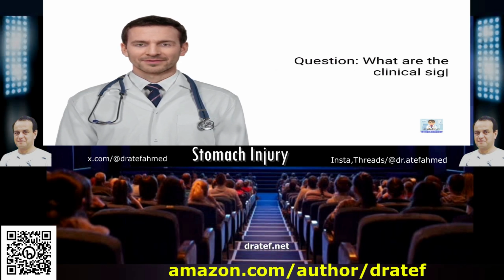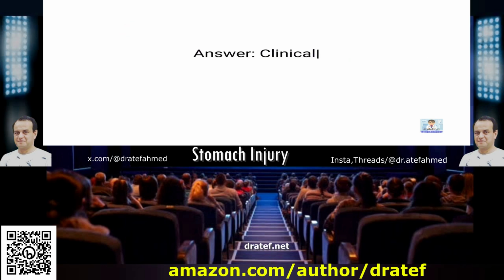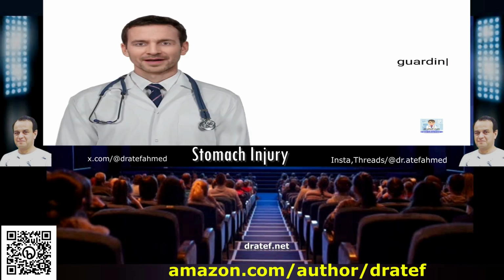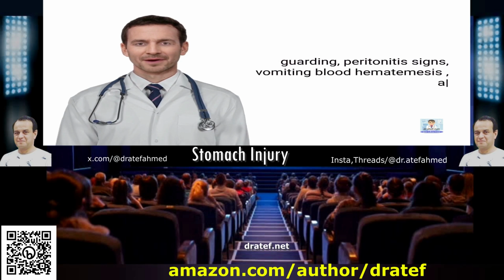Question: what are the clinical signs and symptoms of stomach injury? Answer: clinical signs of stomach injury may include abdominal pain, tenderness, distension, guarding, peritonitis signs, vomiting, blood hematemesis, and abdominal rigidity.